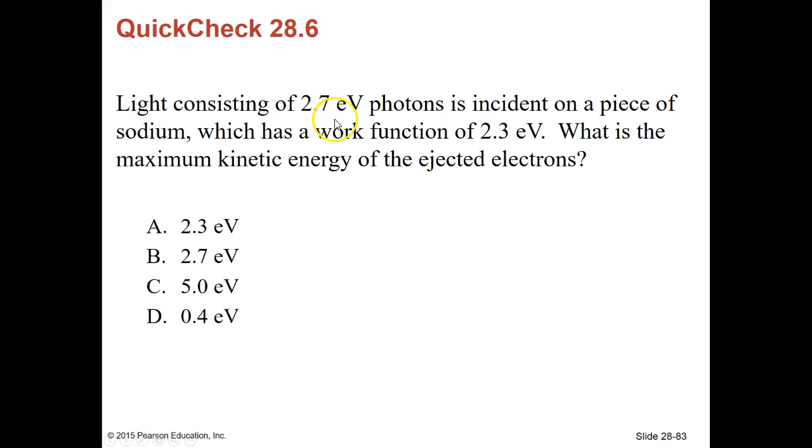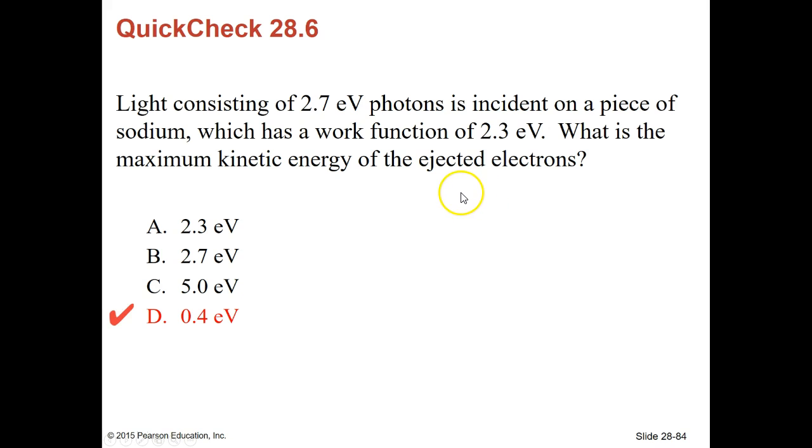If I have light consisting of 2.7 eV photons incident on a piece of sodium which has a work function of 2.3 eV, they want to know what is the maximum kinetic energy of those ejected electrons.